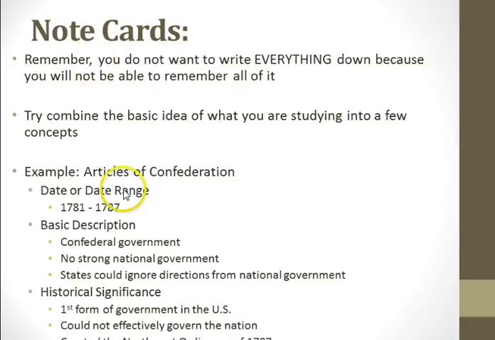So here's an example. I have the Articles of Confederation here: date range, basic description. It was a confederal government. There was no strong national government. States could ignore directions from the national government. So the historical significance is that it was the first form of government in the U.S., it could not effectively govern the nation, and it created the Northwest Ordinance of 1787. Those were its major accomplishments. So that's an example of a note card that you could make for the Articles of Confederation. We talked about a lot more stuff than just that, but if you combine all that stuff into those key ideas here, then it makes it a lot easier to remember.